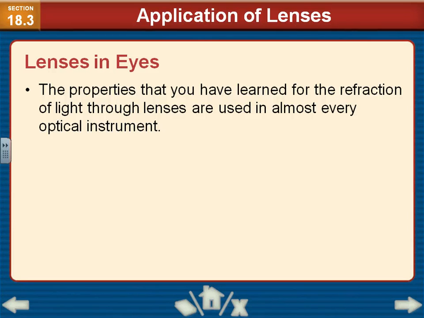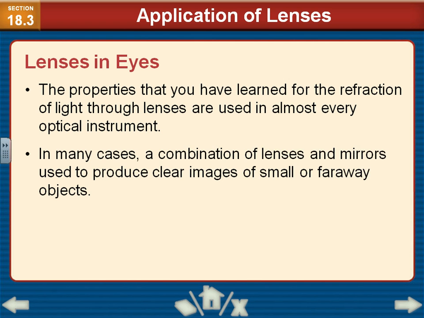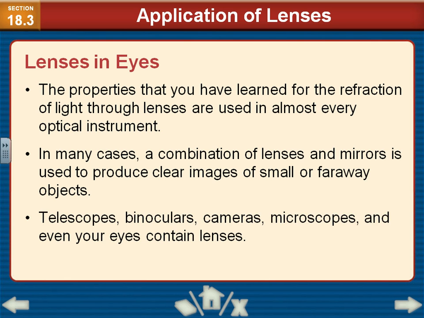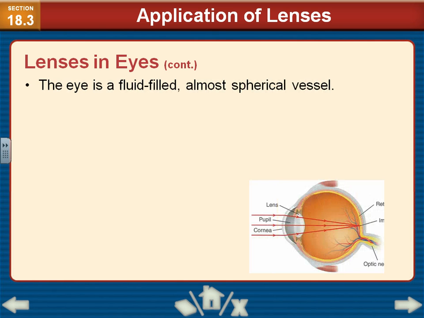And the properties that you have learned about refraction of light through lenses are going to be used in almost every optical instrument. In many cases, we're going to use a combination of lenses and mirrors to produce images of small or far away objects. Generally we're trying to bring them closer. Sometimes we actually move objects away from us. So we're going to talk about telescopes and binoculars and cameras and the like.